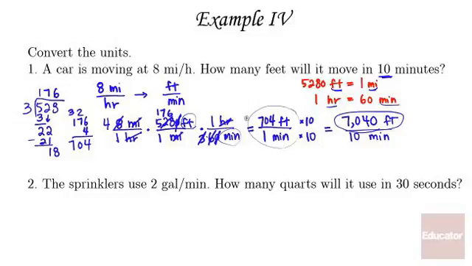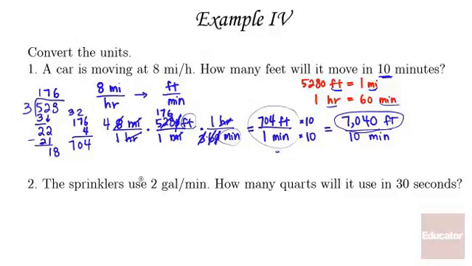Okay, and then once we get this, it is per minute, right? The denominator is 1. This is our unit rate. But then because they're asking for 10 minutes, I need to change this denominator to 10. I'm multiplying by 10, so you multiply the top by 10, and you get 7,040 feet per 10 minutes. Okay? So let's try one more problem.